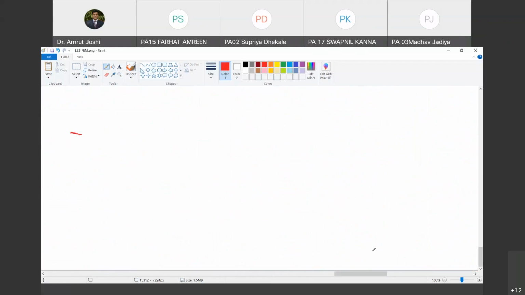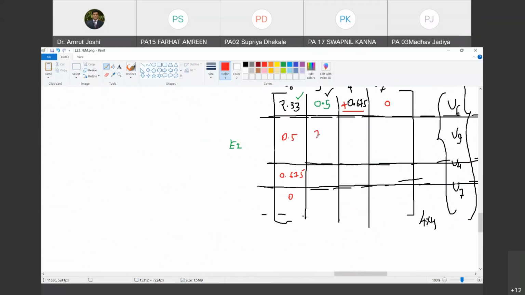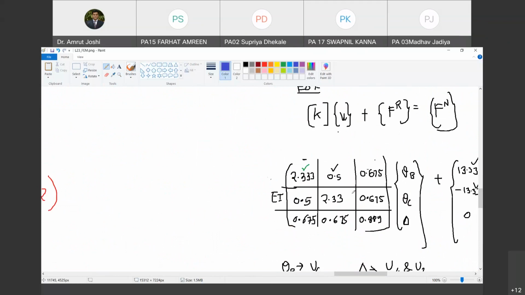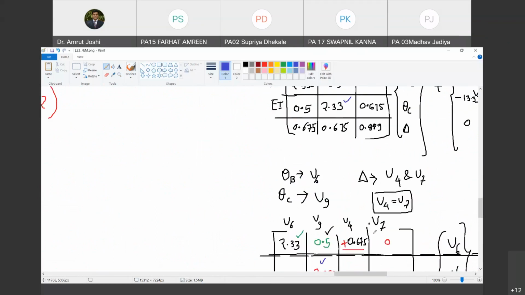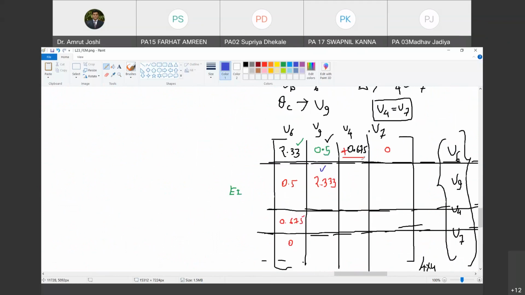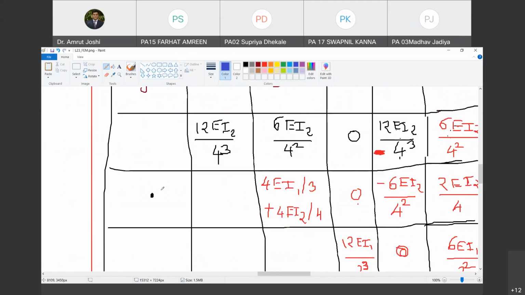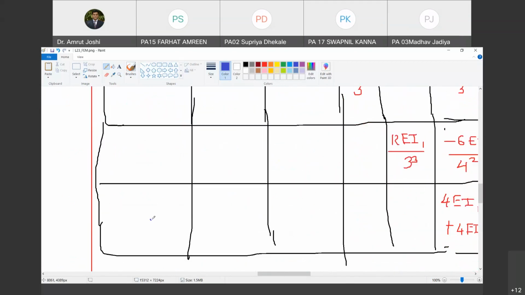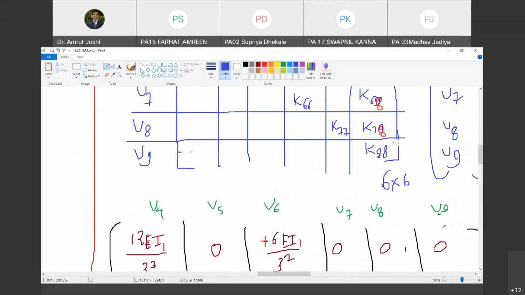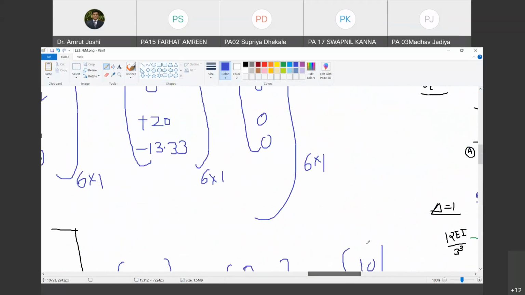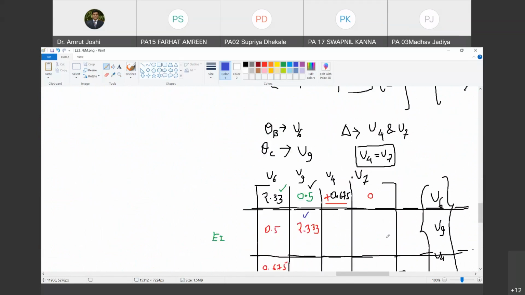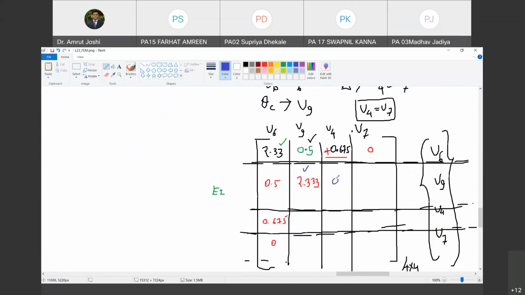Are you with me? So this is going to be 2.333, and this matches with this. Happy? Yes, sir. Then I have to look at the intersection of u4 and u9. So let me have a look at this. u4 and u9 is the last element, so ये वाला element, so that has to be equal to this one, so ये 0. Are you with me? Yes. So let me write this as 0.